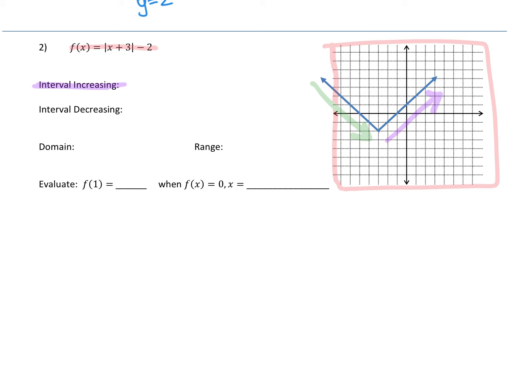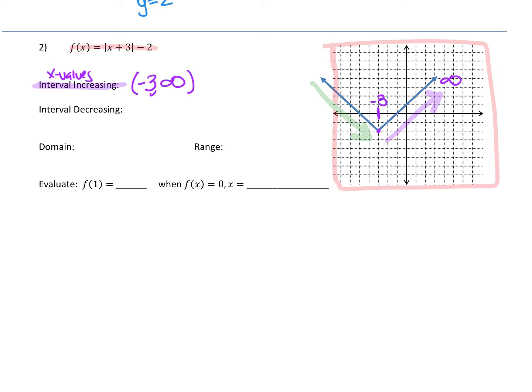Well, my interval of increasing, we're always going to use our x values. So my graph starts increasing here, which is at this x value of -3, and then it's going to increase forever to the right, so it's going to increase towards positive infinity. So my interval of increasing will be -3 to infinity.